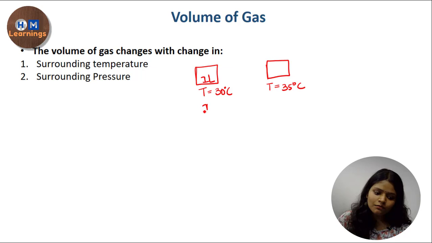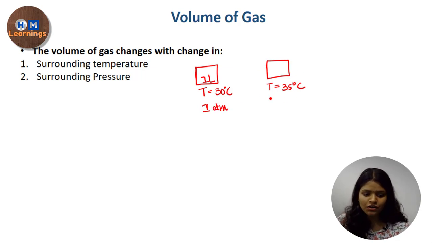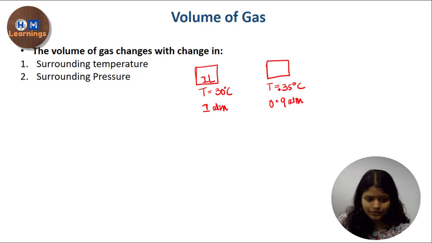Similarly, if you fill the beaker at 1 atmospheric pressure and take it somewhere where the pressure is around 0.9 atmosphere, at this time also the volume of the gas will not be 1 liter, but different. So this shows that the volume of the gas changes with the change in the surrounding conditions, that is, change in temperature and change in pressure.